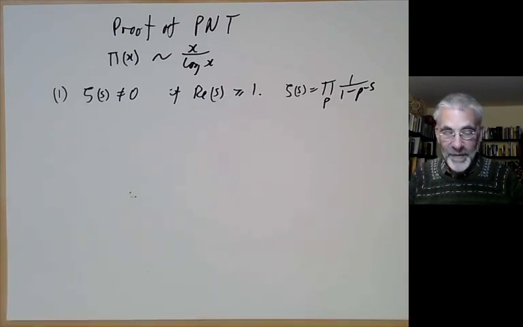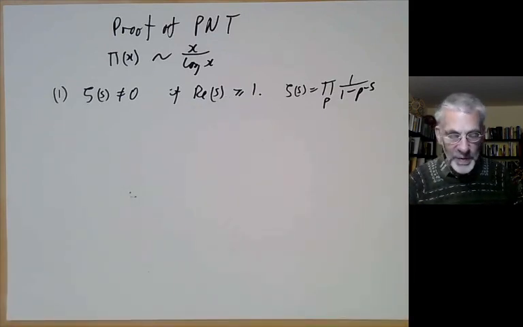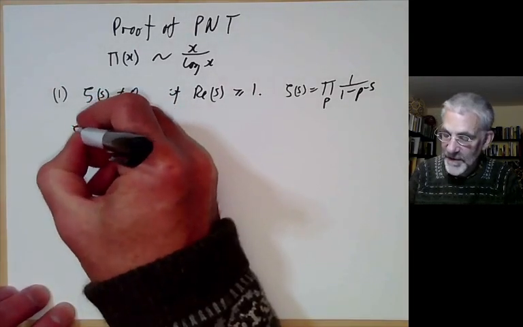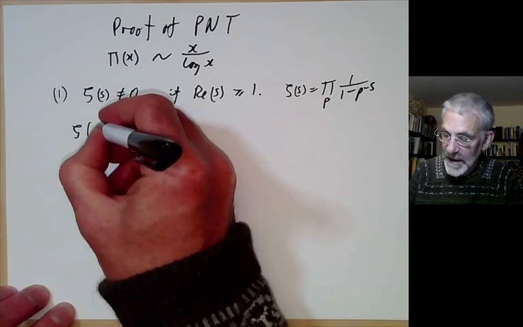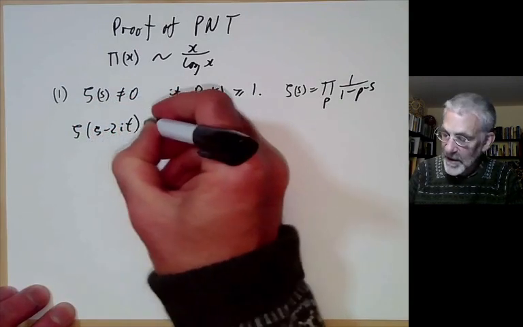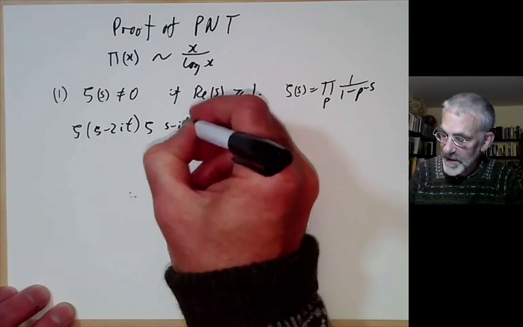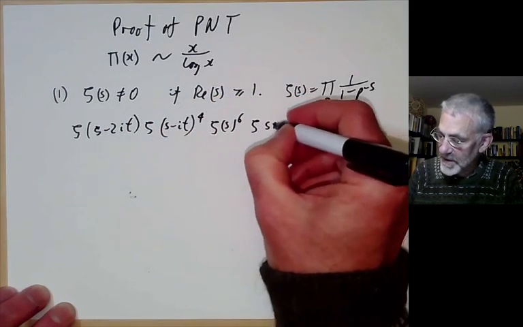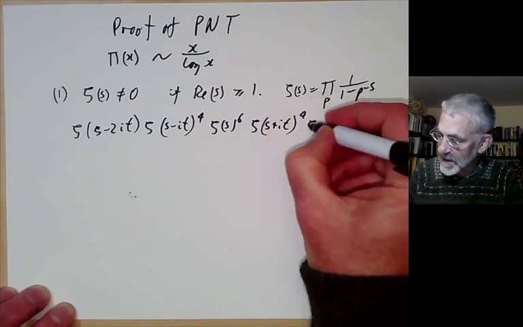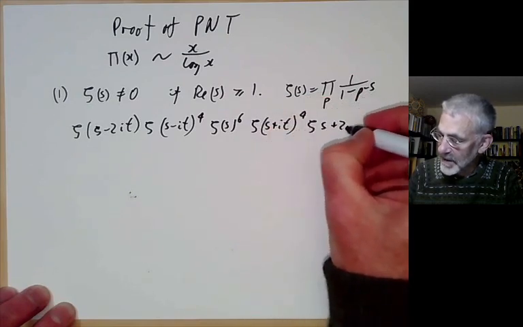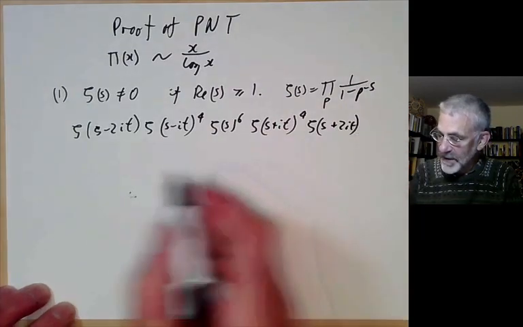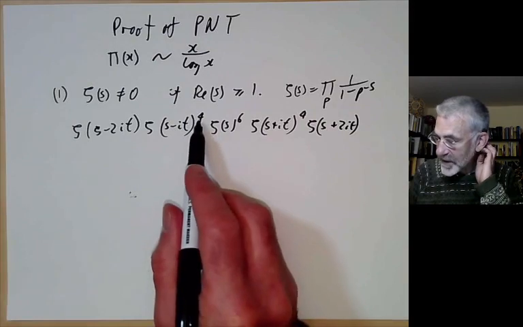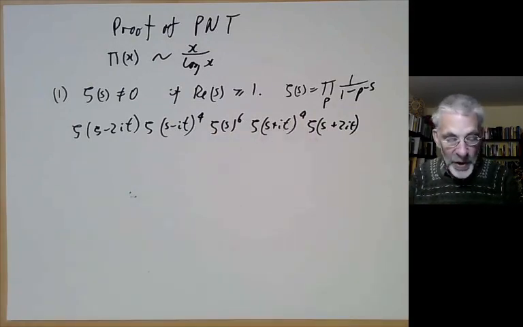The proof of this is quite short, but involves a rather clever idea, which is not at all obvious. The clever idea is to look at this function. You take zeta of s minus 2it, times zeta of s minus it to the 4, times zeta of s to the 6, times zeta of s plus it to the 4, times zeta of s plus 2it. You may wonder where this funny looking function comes from. Well, the exponents come from binomial coefficients.